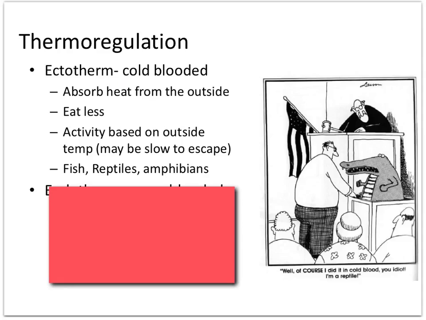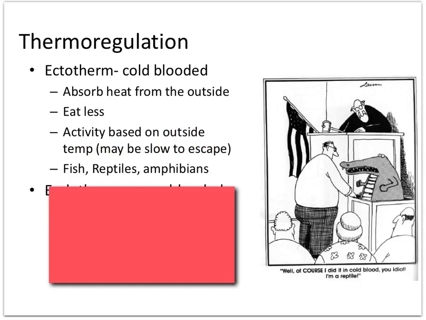They only have to eat to provide energy to move around, whatever it actually takes. So that's the advantage. They don't have to eat as much. I don't have to feed Dracona more than once a week if I really wanted to, and she would be totally fine. The disadvantage of this being that their activity is based on the outside temperatures.